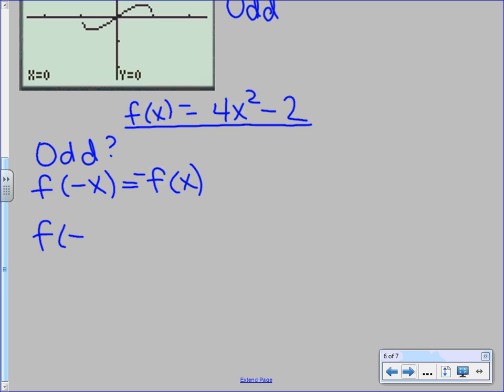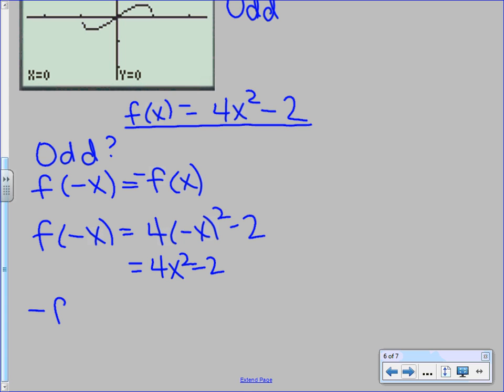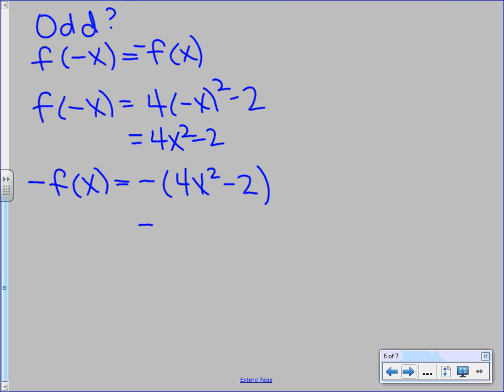So f of negative x is 4 times negative x squared minus 2. What does that reduce to? What's negative x squared? Okay. So we have 4x squared minus 2, right? All right. Now, is that the same as negative f of x? What does negative f of x mean? What do we do with our function? Yeah, we put a negative outside of our function. Okay. Which means we have negative 4x squared minus 2.